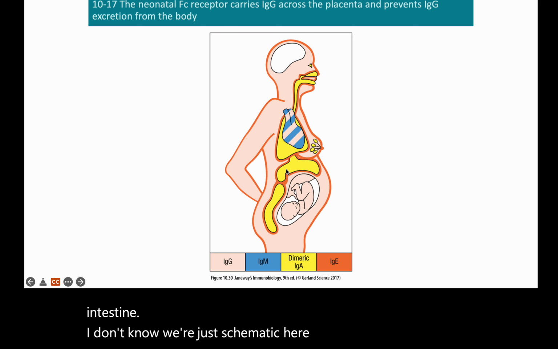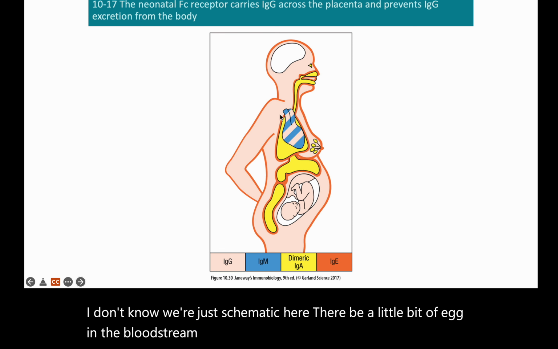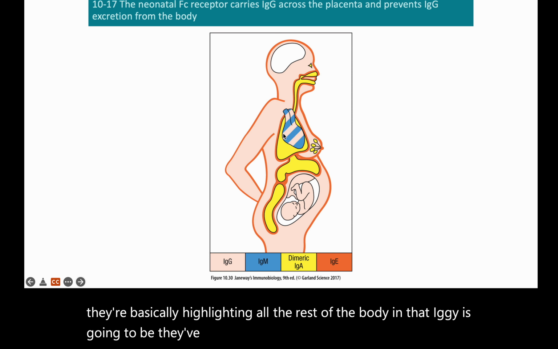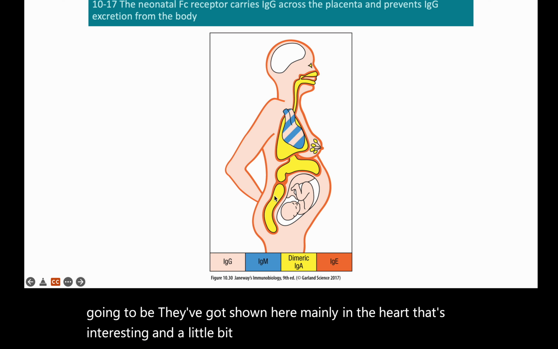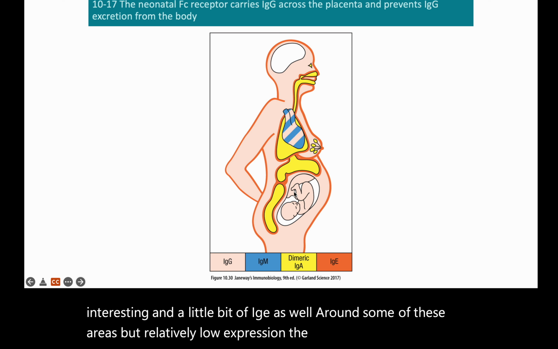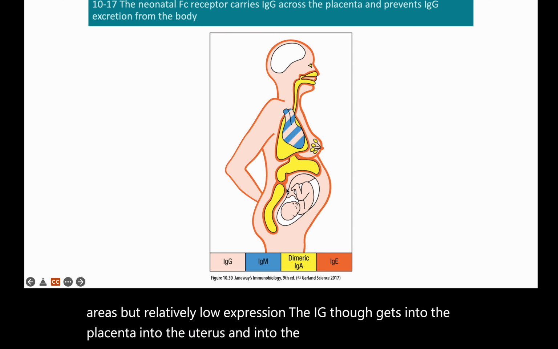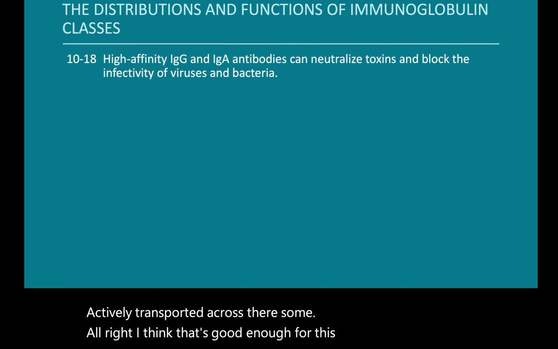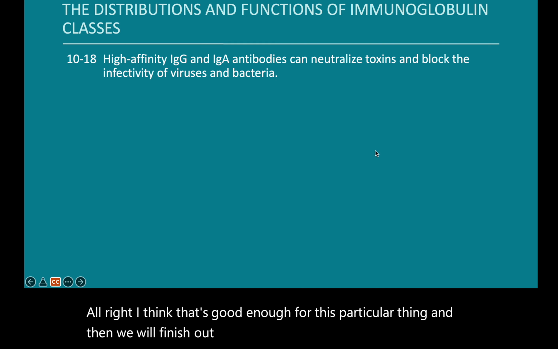There'll be a little bit of IgG in the bloodstream and a little bit leaked out into the tissues, so they're basically highlighting all the rest of the body in that. IgM is going to be, they've got it shown here mainly in the heart. That's interesting. And a little bit of IgE as well around some of these areas, but relatively low expression. The IgG, though, gets into the placenta and into the uterus and into the literal baby because it is actively transported across there. So, all right, I think that's good enough for this particular thing, and then we will finish out this chapter in the next section.